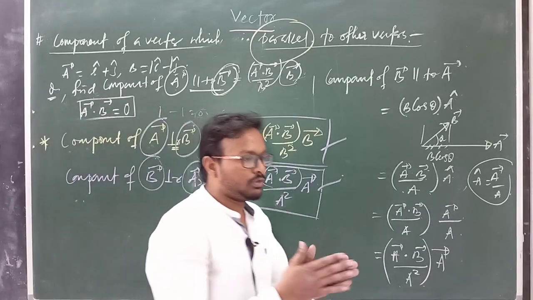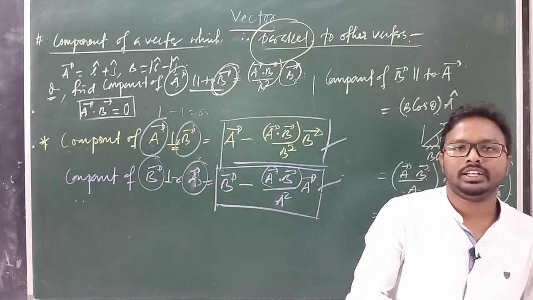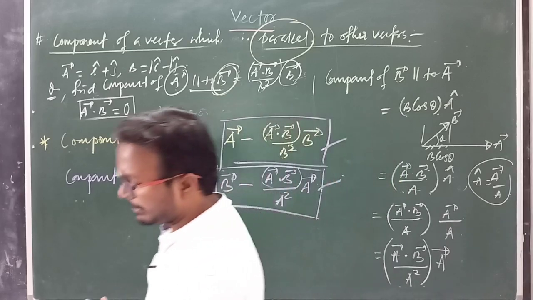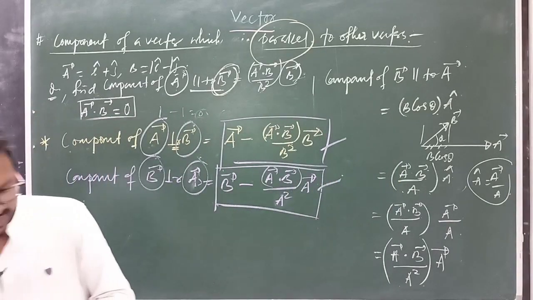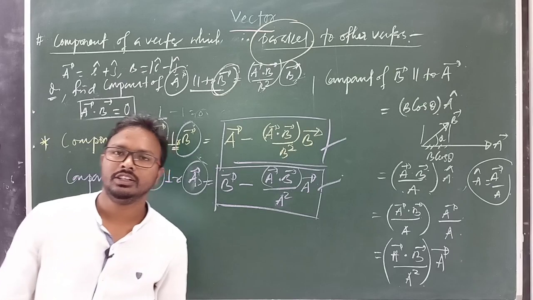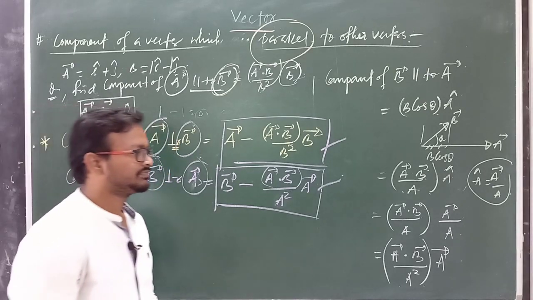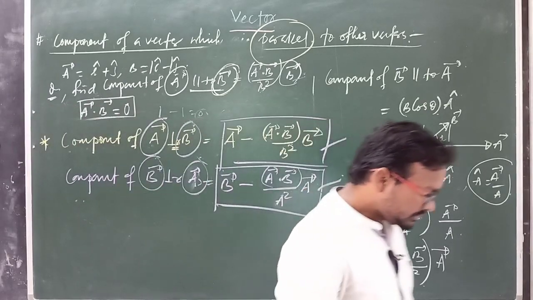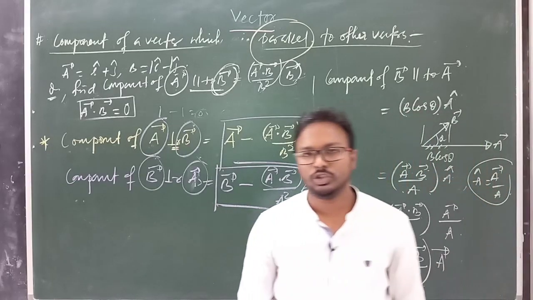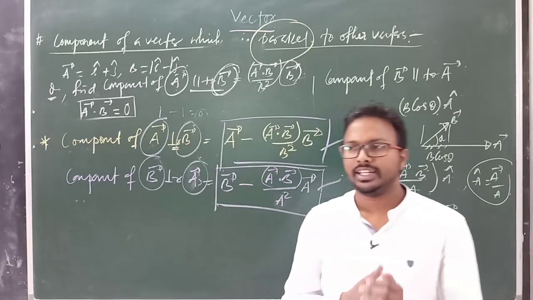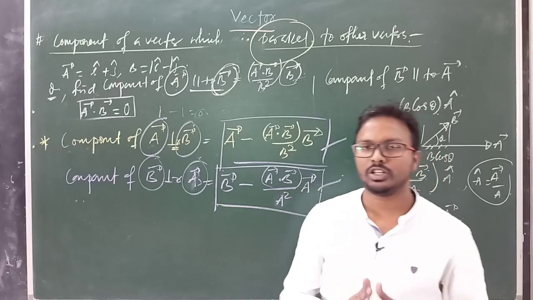So this is all about the dot product of two vectors, and how to find its properties, and how to find the component of vector A which is parallel to B, what is an orthogonal unit vector, and what is the dot product of two orthogonal unit vectors. Clear? So next class we will start the cross product of two vectors.